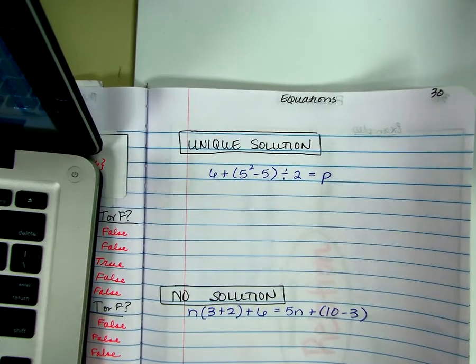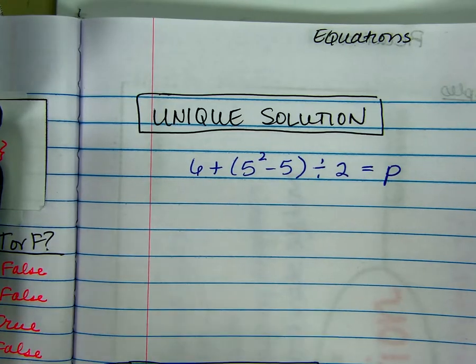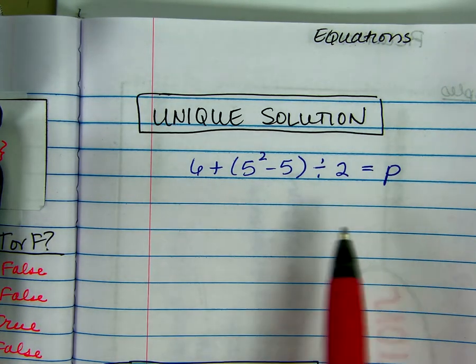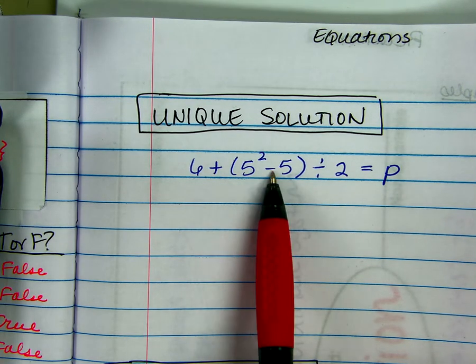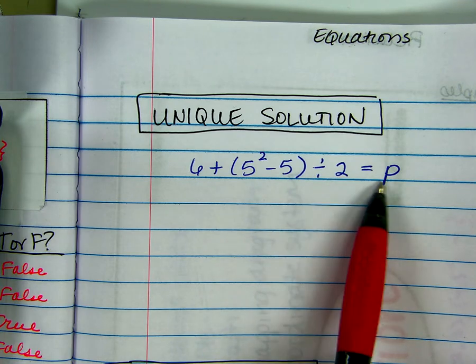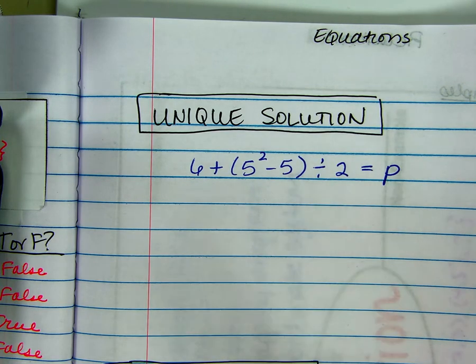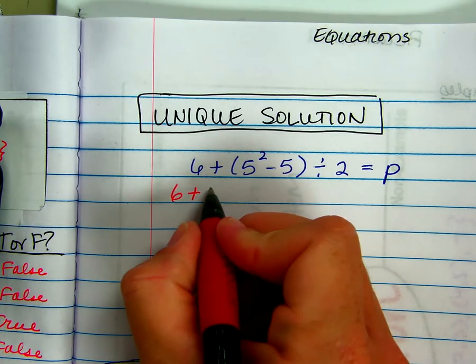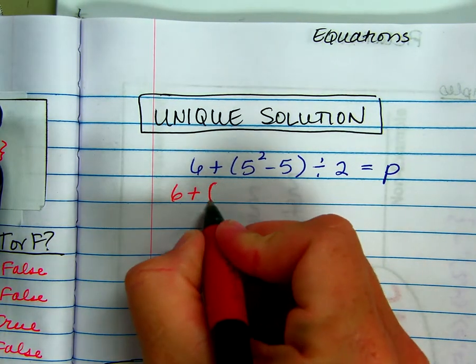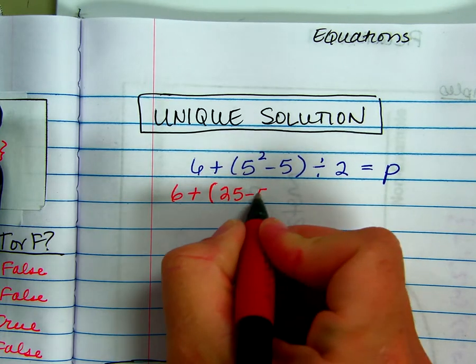So if we look here at the unique solution situation, I have an equation where 6 plus the quantity 5 squared minus 5 divided by 2 is equal to some variable p. I have to do the order of operations on this equation in order to solve for p and see what my possibilities are. So I've got to work from the inside out here, and I've got to evaluate my exponent inside my parenthesis.